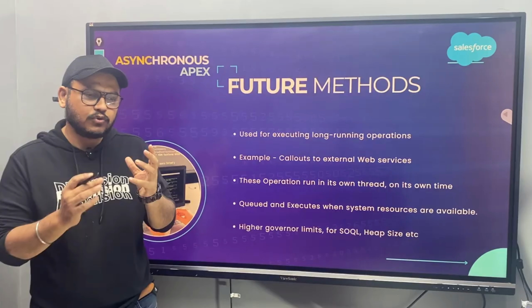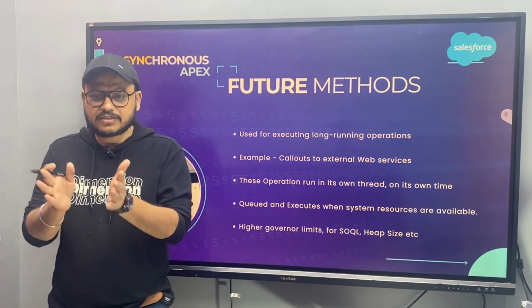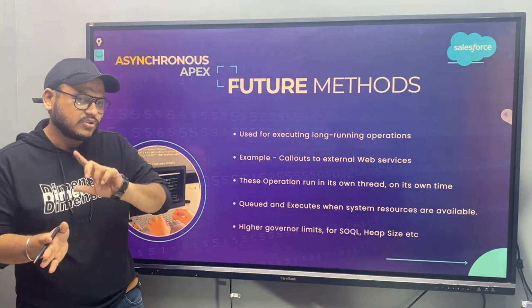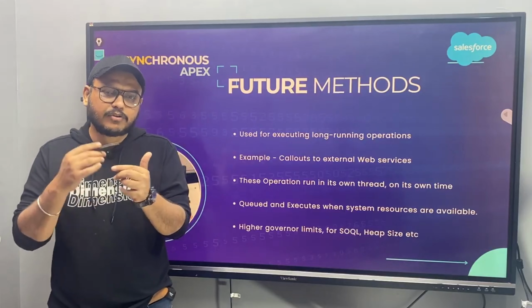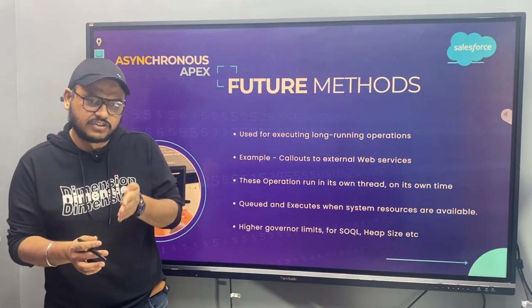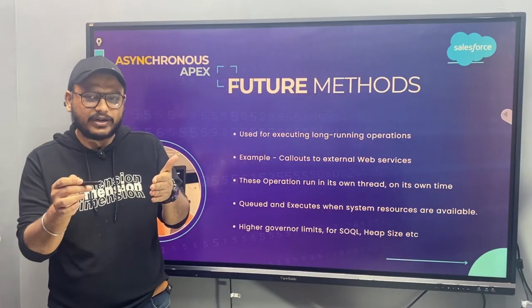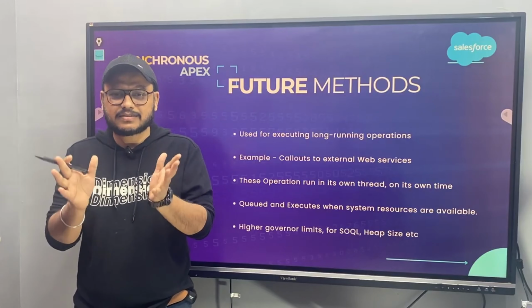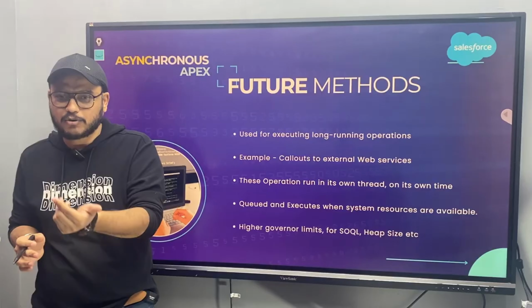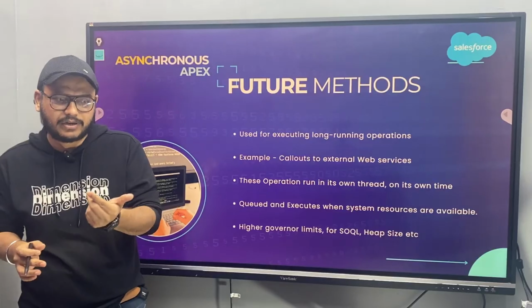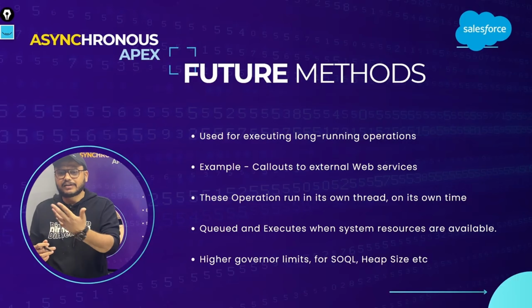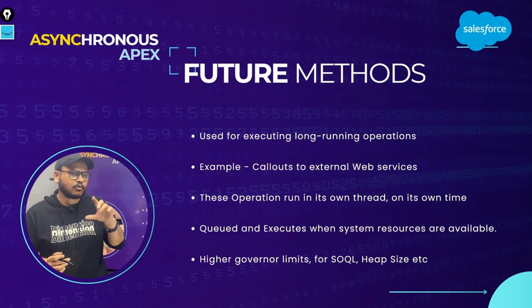Now, what does future mean? Future means it will get executed when the system resources are available, right? So with synchronous Apex, what will happen if the system resources are not available and you have just defined a method? The method tries to get executed, and if it finds the system resources are not available, if it is not able to get executed, it would fail, right? But with the future method, what happens? It waits in the queue, and when the system resources become available, then it gets executed, which is the good thing about a future method.